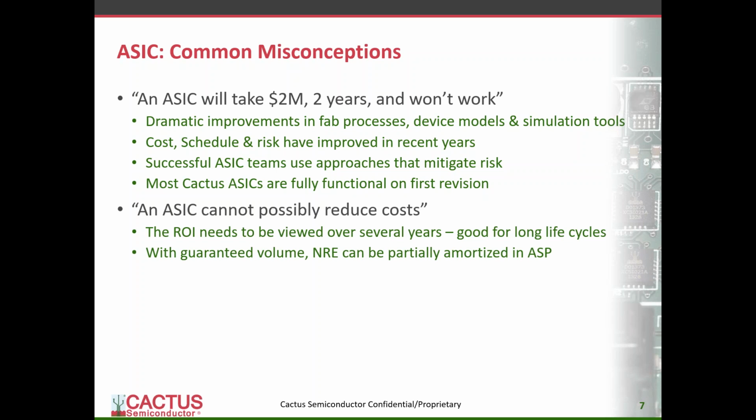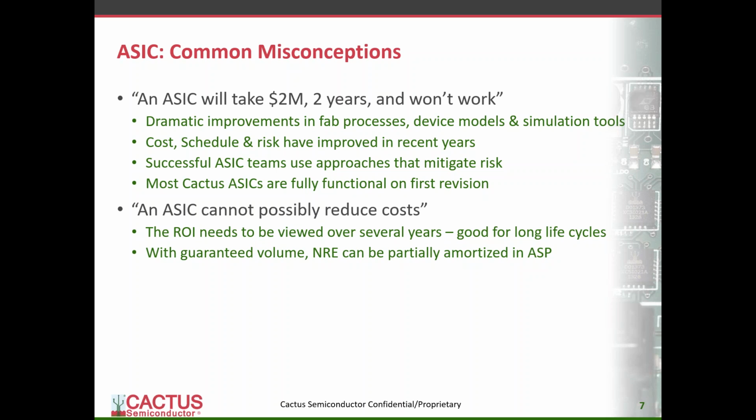Another misconception is ASICs cannot possibly reduce the cost. So you need to look at the return on investment. It may take several years to get that return. You really have to look at your volume. You have to look at the cost of your current bill of materials, and then you have to compare it to the cost of the ASIC and the reduced bill of materials and the lower cost assembly. And if you have some good volume, then you can get that return fairly quickly, maybe in a matter of 6 months or less.